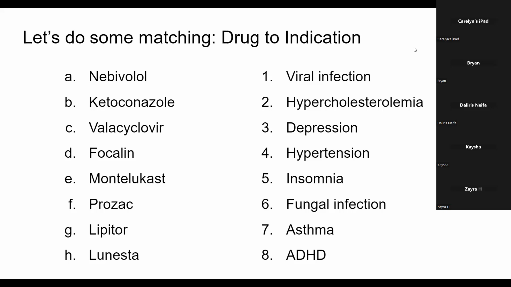Ketoconazole is 6. Fungal infection. Absolutely. Ketoconazole is part of what we call the azole antifungals. Lots of the antifungal medications end in azole. Now, don't mix them up with omeprazole or rabeprazole. Those are prazoles. These are just azoles.